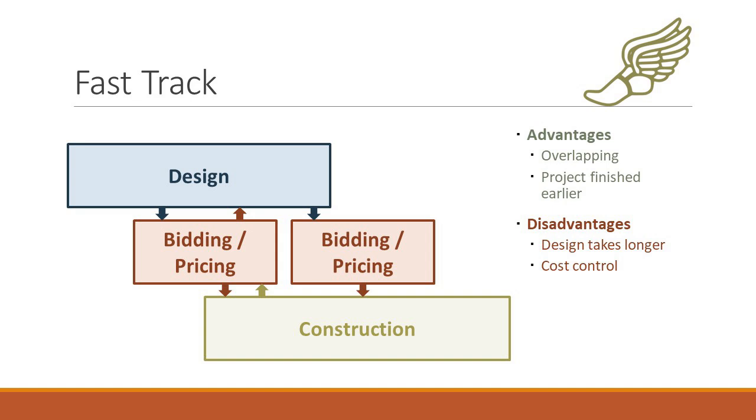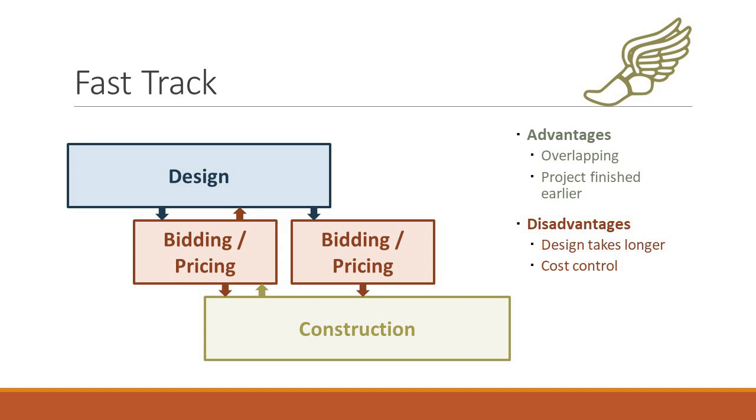Fast track model. As I said, the previous models have this linear design. The owner-developer enters the contract with the architect. They design the project, they go out to bid, they hire the contractor, and then they build. Design, bid, build. Fast track is how do we make the project get done faster? And time is money. So what do we do?